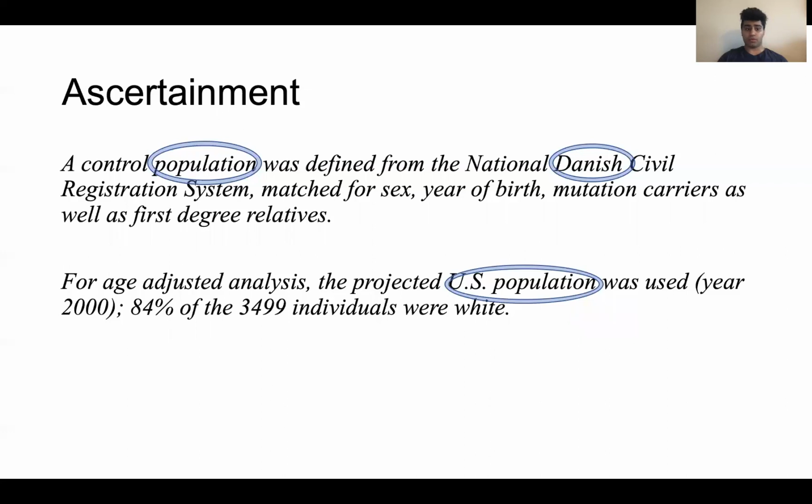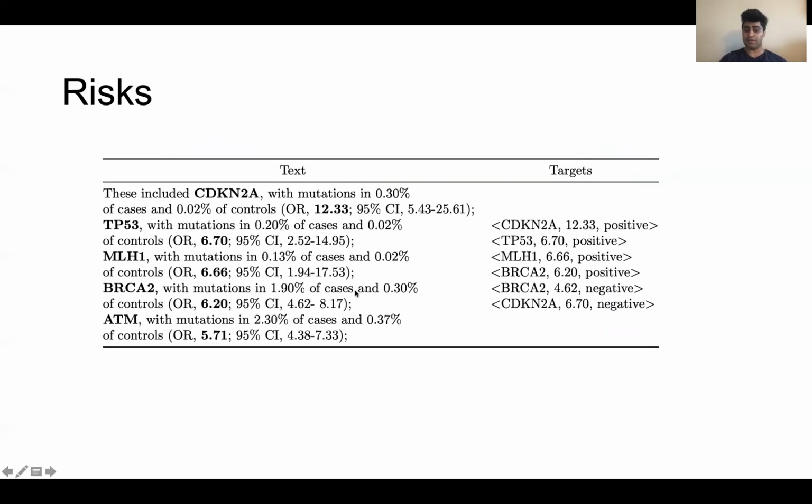The first task that we focused on was the classification of ascertainment sentences. These are the sentences that describe the demographic population on which these studies were carried out. They often include words like the US population or Danish civil registration system, their race, sex, year of birth, and things like that. And then the next most prized possession of these penetrance papers is the risk estimates. For example, the presence of BRCA2 or the caretaker gene in the body corresponds to a certain risk of having breast cancer, and that risk is quantified through an odds ratio of 6.20. So these are the sort of things that these oncologists are interested in.